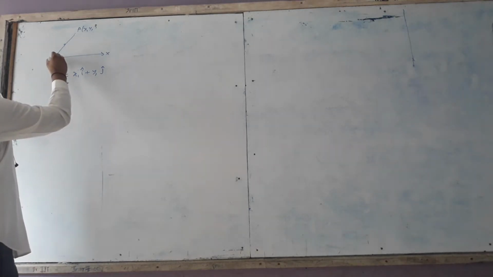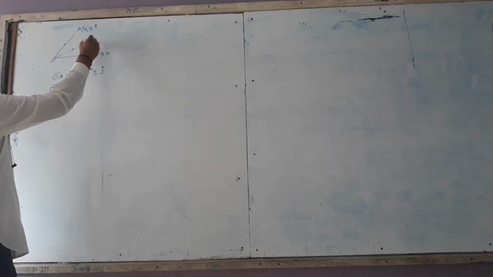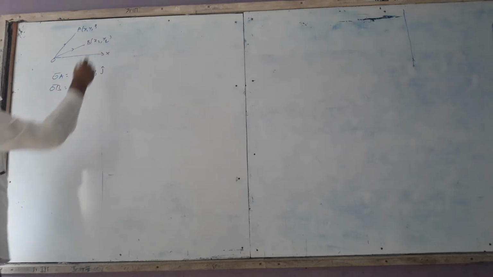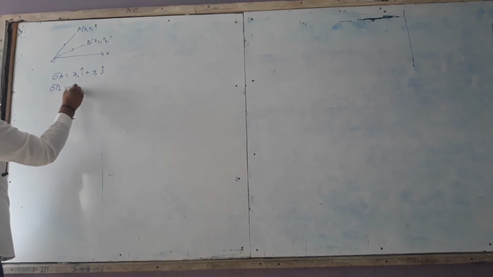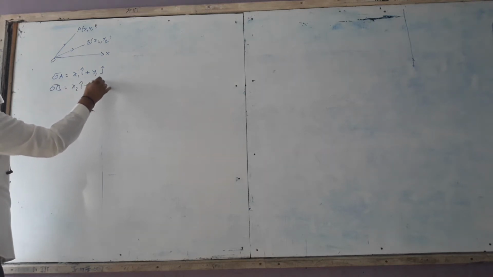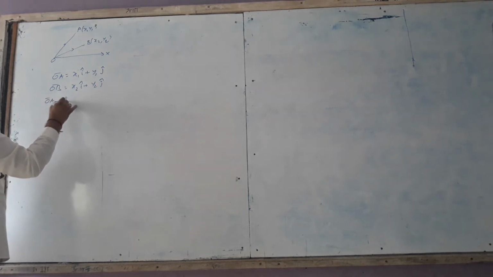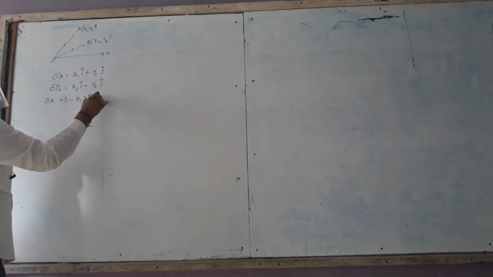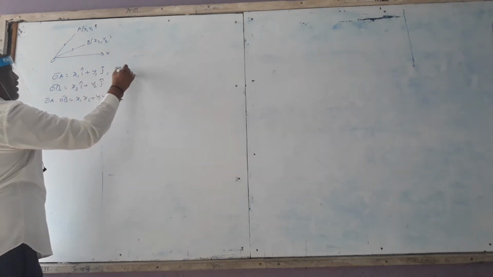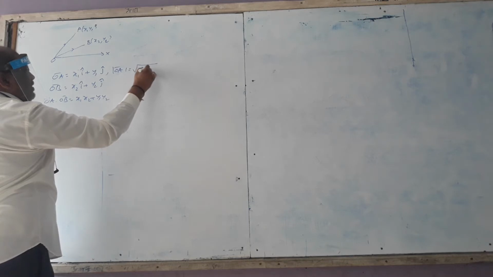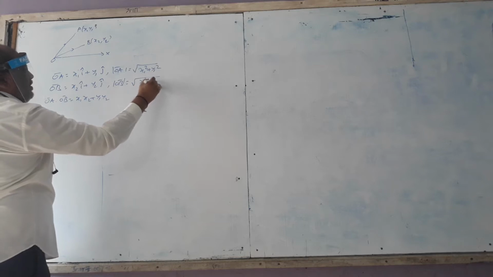Similarly, I will take one more vector OB bar, where the coordinates of B are x2, y2. Then the position vector of B, OB bar, is given by x2 i cap plus y2 j cap. Then by definition of dot product, OA bar dot OB bar equals x1 x2 plus y1 y2, and the magnitudes are mod OA bar equal to root of x1 square plus y1 square and mod OB bar equal to root of x2 square plus y2 square.